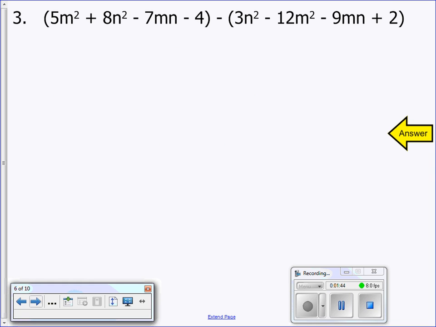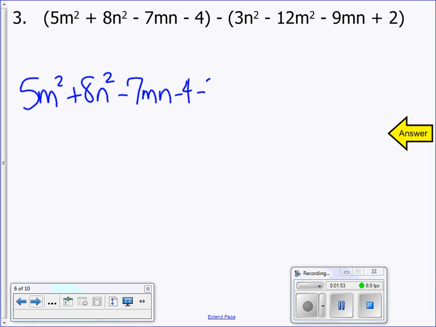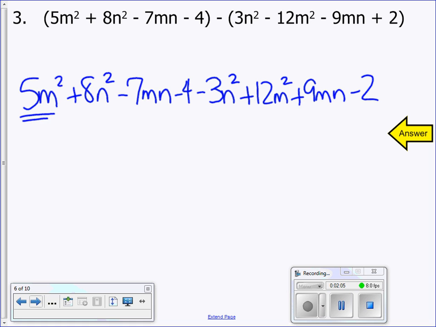So we're subtracting again, so 5m squared plus 8n squared minus 7mn minus 4 minus 3n squared plus 12m squared plus 9mn minus 2. Whew. So this one and this one go together. So that is, oh no, that's not the m. Here it is. Sorry.